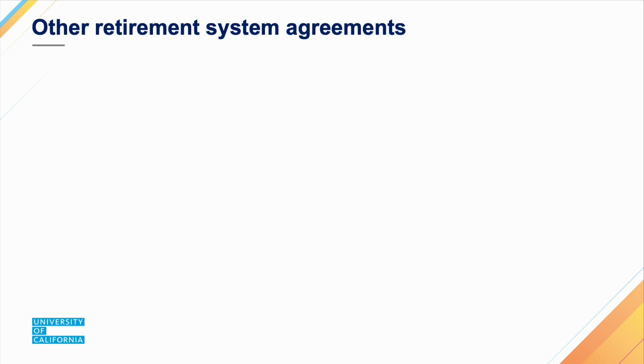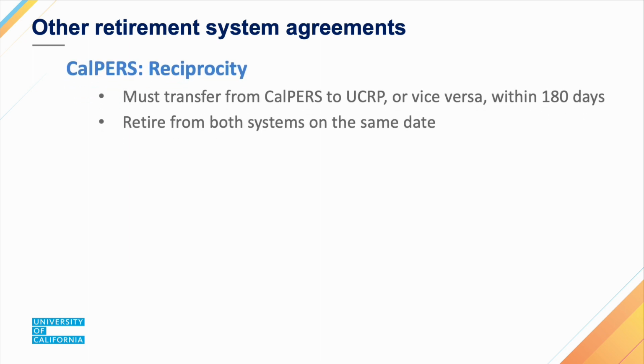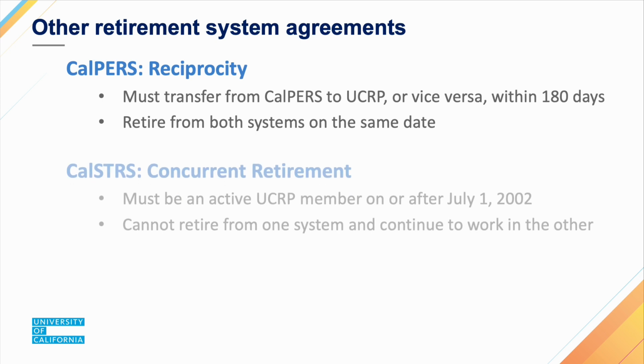Now, for other retirement system agreements, UCRP has agreements with CalPERS, the Public Employees Retirement System, and the California State Teachers Retirement System, or CalSTRS. To qualify for reciprocity with CalPERS, you must have left CalPERS employment and started at UCRP in a UCRP eligible position, or vice versa, within 180 days. You must also retire from both systems on the same date.